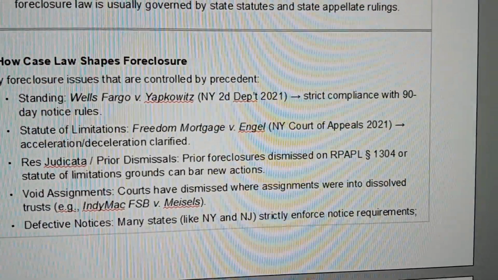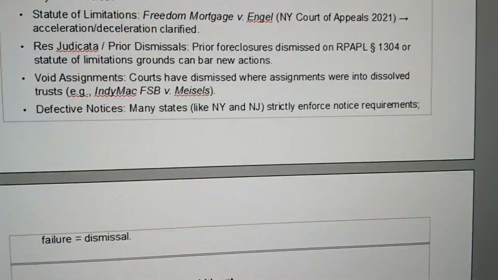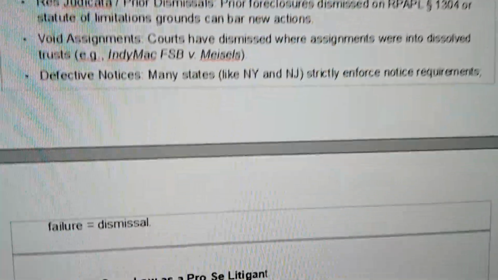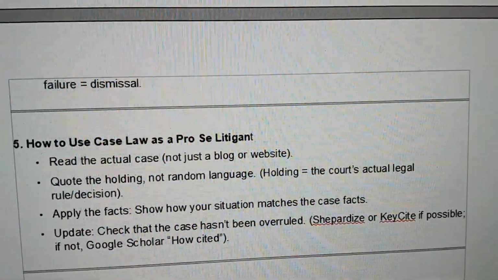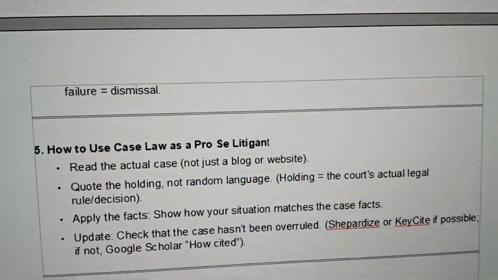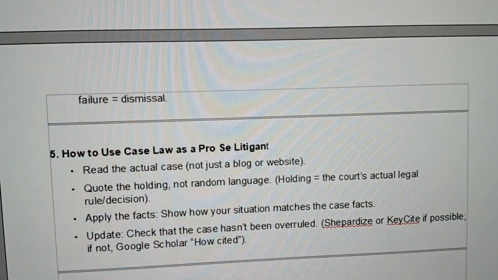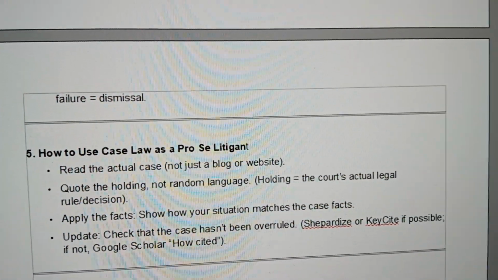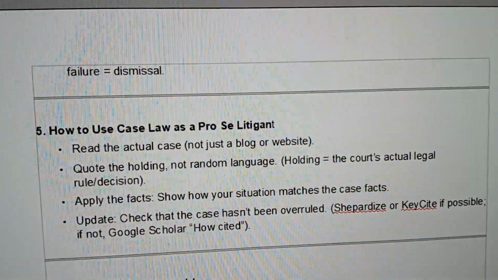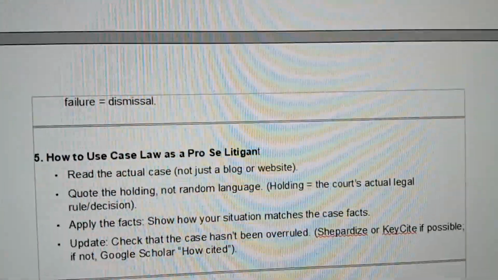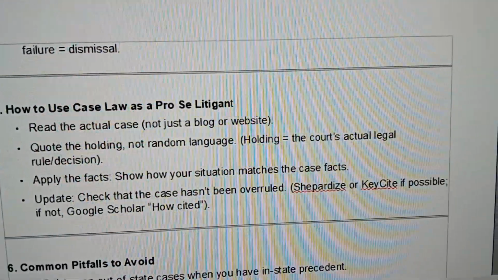Defective notices. Many states like New York and New Jersey strictly enforce notice requirements. Failure equals dismissal. Okay, so how to use case law as a pro se litigant. First of all, you want to read the actual case, not just a blog or a website. Quote the holding, not random language. Holding equals the court's actual legal rule or decision. Apply the facts: show how your situation matches the case facts. Update: check that the case hasn't been overruled.